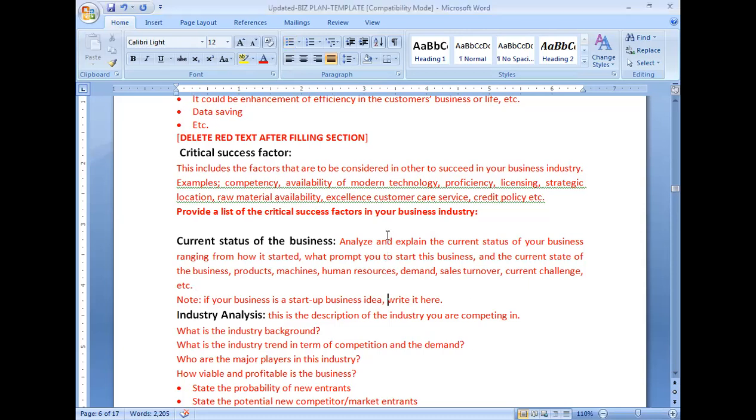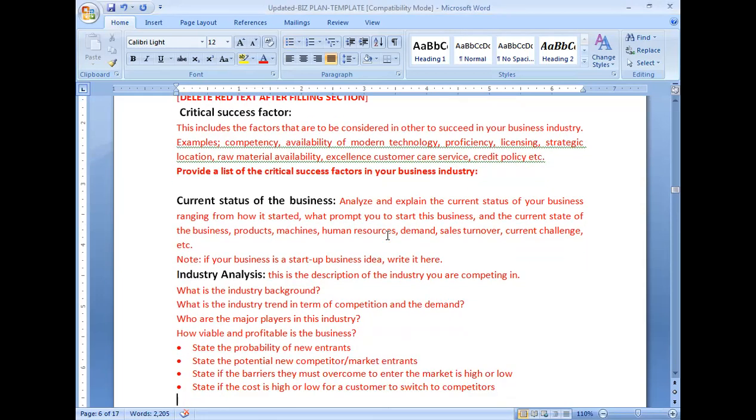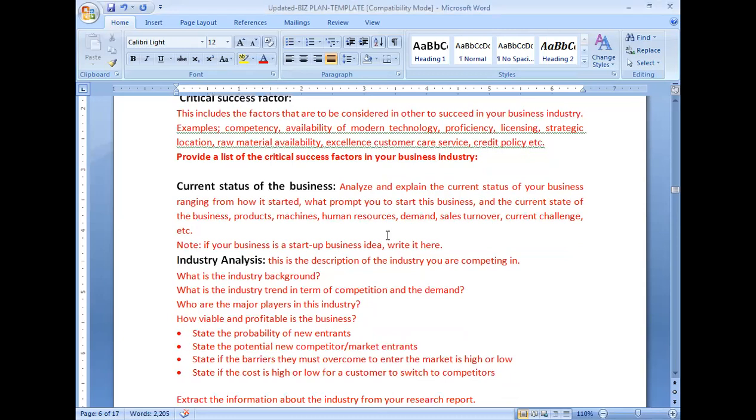So, current status of the business. What is the current status? What is the traction? What traction has the business made so far? Is it registered with the Corporate Affairs Commission?